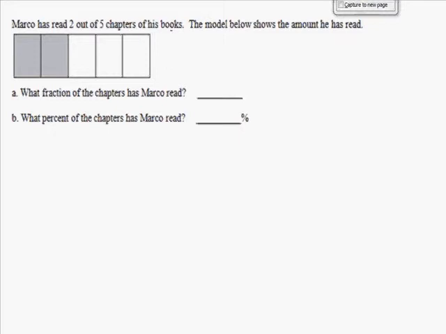Well, this is pretty simple. All I need to do is write my numerator and my denominator. The denominator is 5 because there are 5 in total. And the numerator is 2 because there are 2 shaded in. Now I need to write what percent of the chapters has Marco read. Well, this goes straight back to our common conversions, and I hope that you have your common conversions memorized. We know from memory that 2/5 is equivalent to 40%.